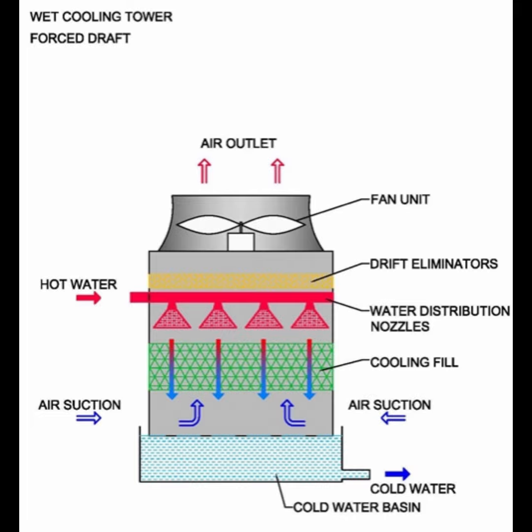Cold water outlet. From the cold water basin, the cooled water is discharged, ready to be reused in the industrial process. Process explanation. Hot water entry. Hot water from an external process enters the cooling tower. Water distribution. The hot water is sprayed downwards through distribution nozzles, creating a large surface area for contact with the air.